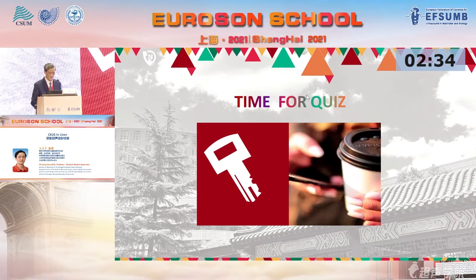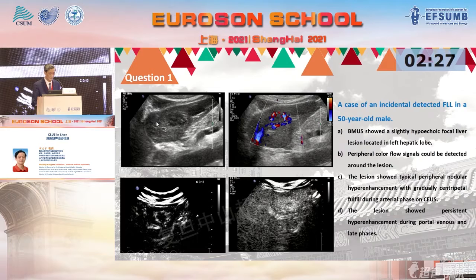Question 1. The case is an incidentally detected focal liver lesion in a 50-year-old male. B-mode scan showed a slightly hypoechoic lesion. Color Doppler detected flow around the tumor, can be detected here, with low RI.